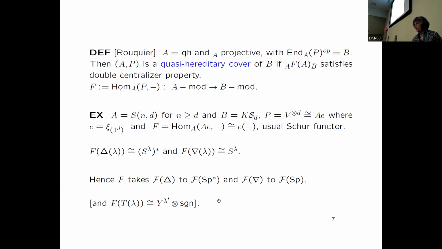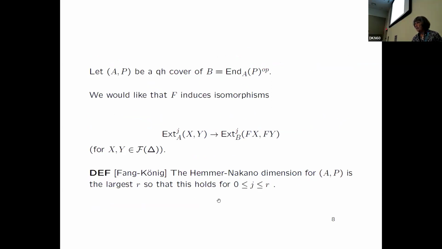Right. Okay, so now we come back to comparing Ext. Maybe now we are general, so we take a quasi-hereditary cover, and B is the endomorphism algebra of this projective. And we would like this Schur functor, which I haven't written down here, to induce isomorphisms on Ext. So you ask when do you have Ext^j(X, Y) isomorphic to Ext^j(FX, FY), and you'd like to have j as large as possible. And so Fang and König have what they call the Nakano dimension. It's the largest R so that this condition holds for 0 less than j less than R.